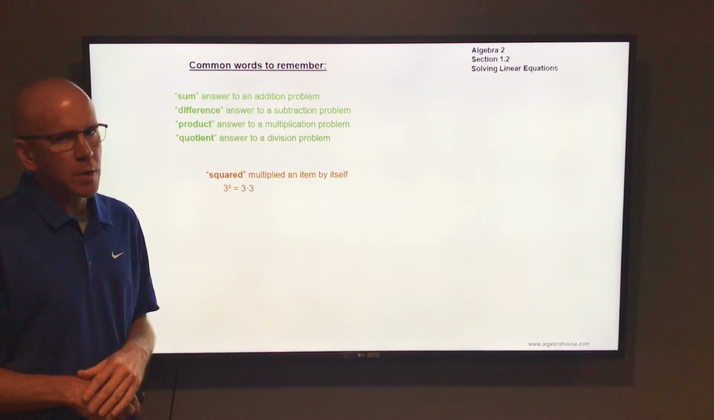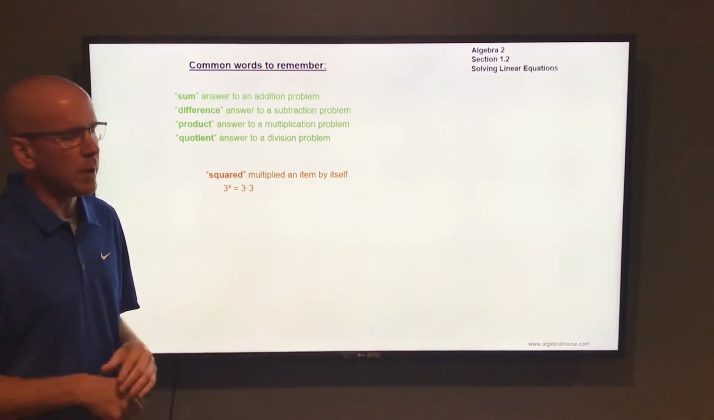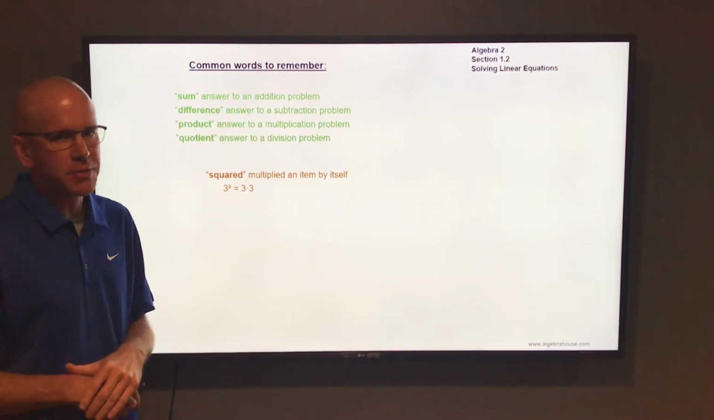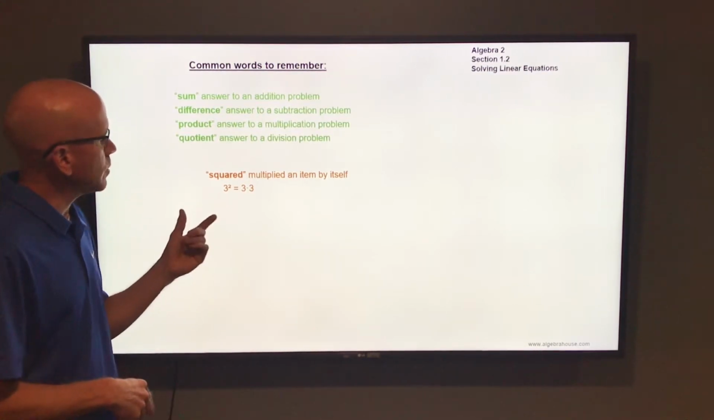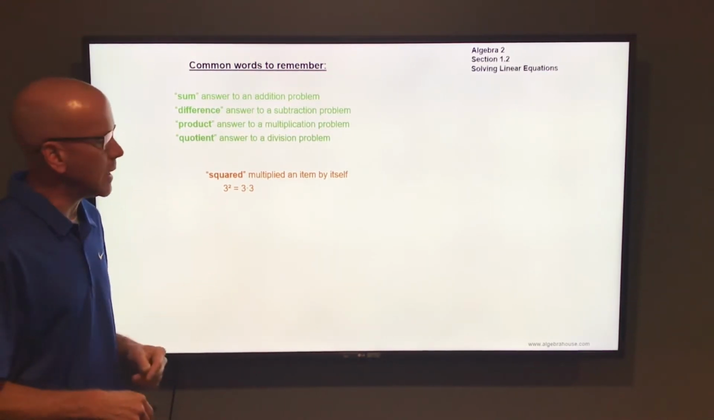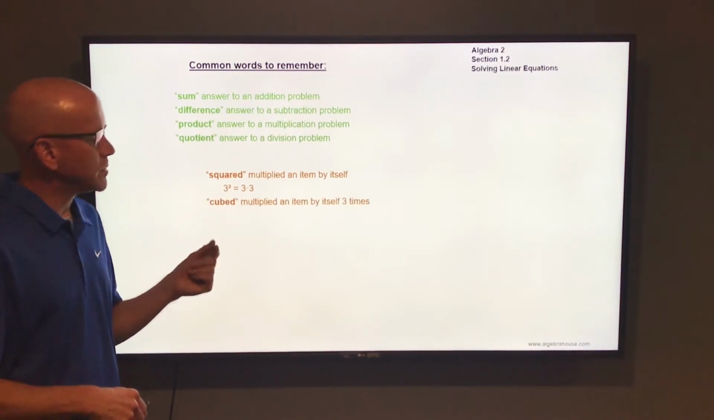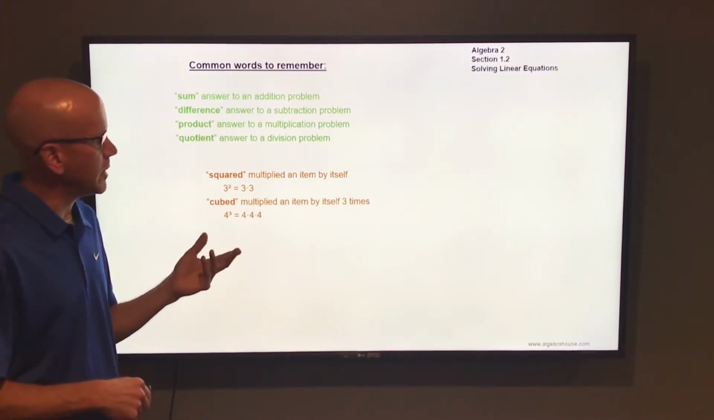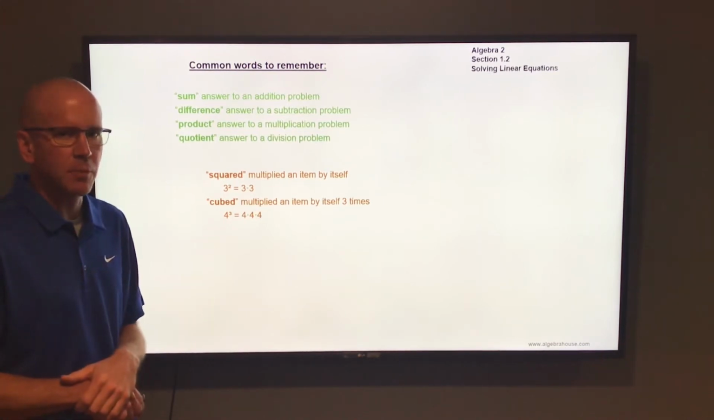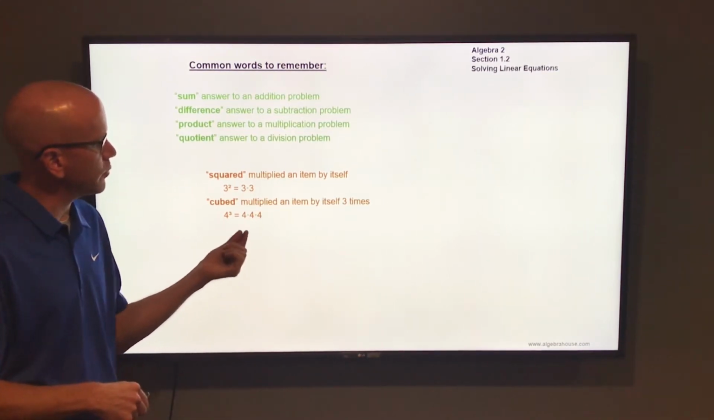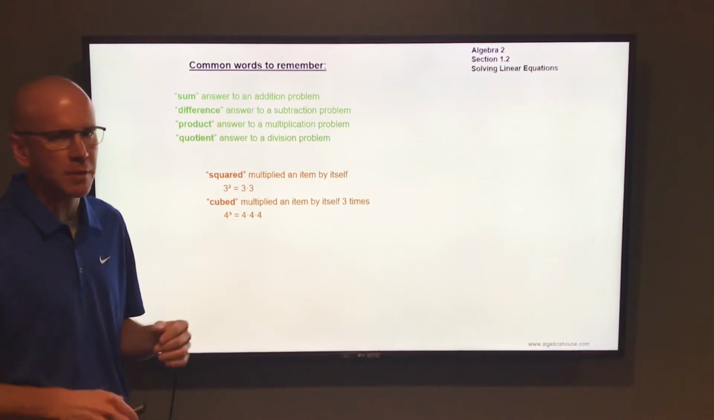When you see the word squared or hear something is squared, that means you're multiplying it by itself, also represented with an exponent of 2. 3 squared is 3 times 3, which of course would be 9. When you see cubed, that means you're multiplying a number by itself 3 times, represented with the exponent of 3, taking 4 times 4 times 4, multiplying 4 by itself 3 times.